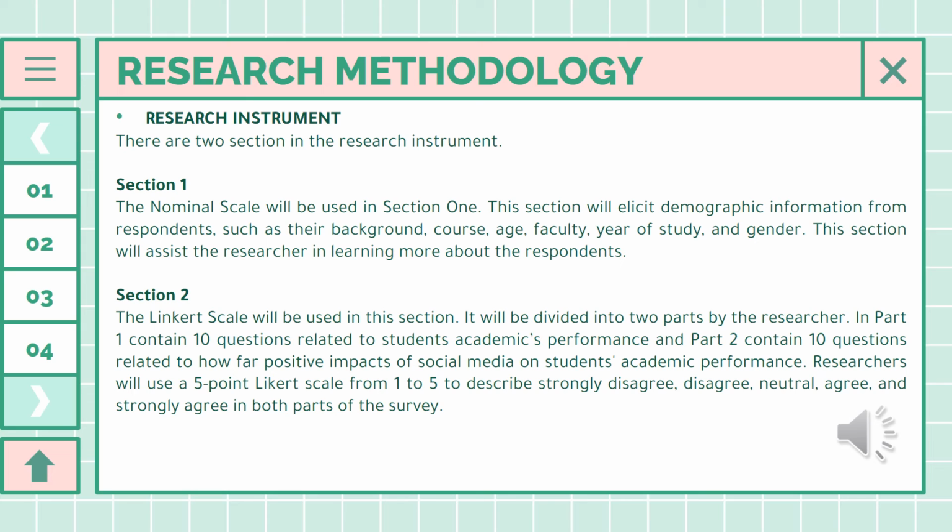And for Section 2, the Likert scale will be used. It will be divided into two parts by the researcher. Part 1 contains 10 questions related to the students' academic performance, and Part 2 contains 10 questions related to how far social media has positive impacts on students' academic performance. The researcher will use a 5-point Likert scale from 1 to 5 to describe strongly disagree, disagree, neutral, agree, and strongly agree in both parts of the survey.